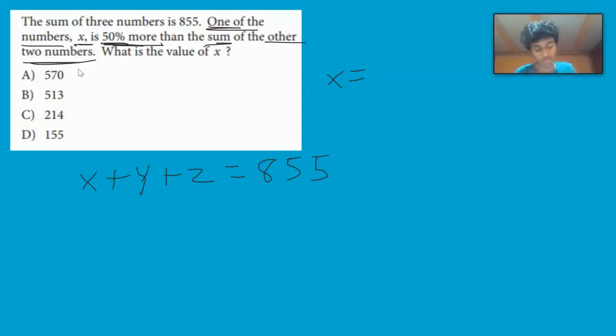So that means you take the quantity y plus z, and if x is 50% more than the sum, you have to multiply y plus z by 1.5. So x is 50% more than y plus z, so x is 1.5 times y plus z. Dividing both sides by 1.5, we get that x over 1.5 is equal to y plus z.